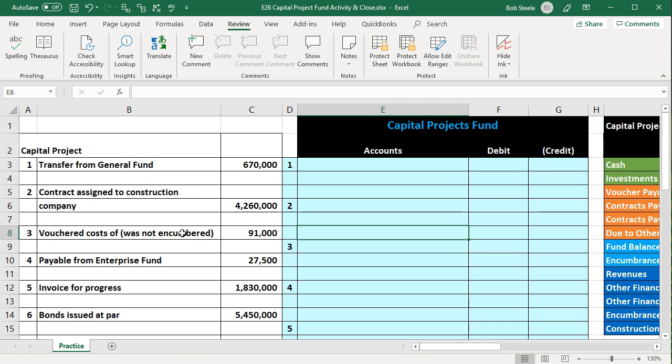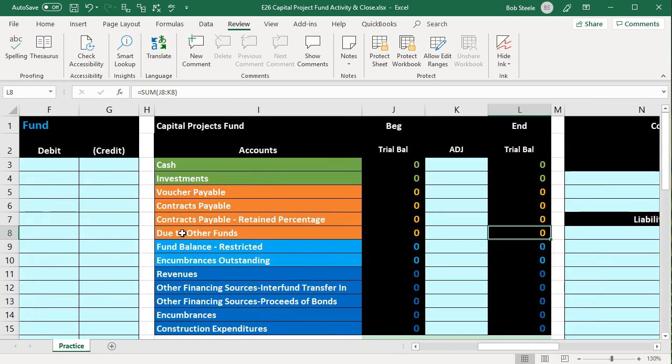We will record the general journal entries. We will then post them to our worksheet. The worksheet includes a beginning trial balance, adjustments, and ending trial balance. This gives us some context to see the accounts going up and down.